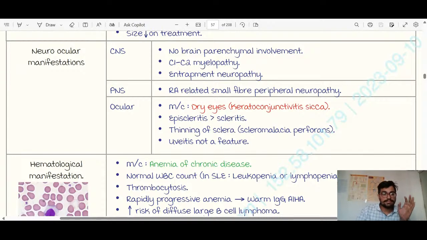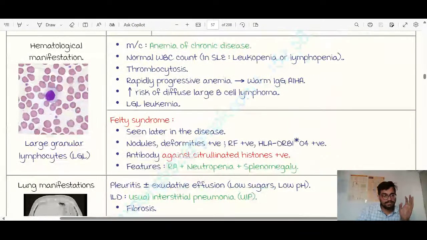We will continue further. Hematological manifestation. You can see this structure, large granular lymphocytes, LGL. Here the large granular lymphocytes will be seen. So most common is anemia of chronic disease. Normal WBC count; in SLE, leukopenia and lymphopenia. Thrombocytosis, rapid progression of anemia, warm IgG AIHA, increased risk of diffuse large B cell lymphoma, LGL leukemia. These are all the features of the hematological manifestation of the rheumatic disease.